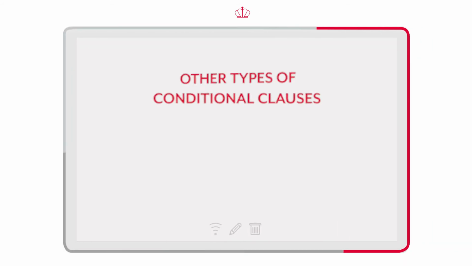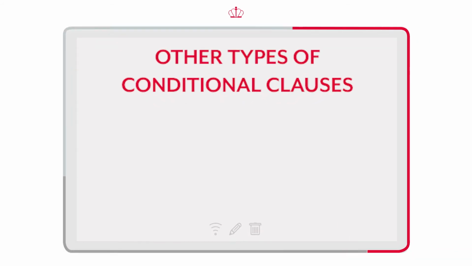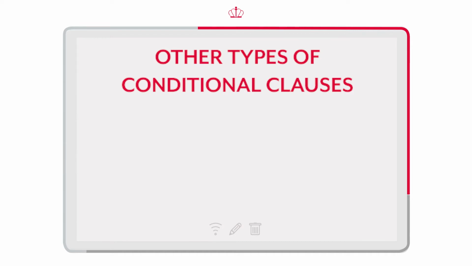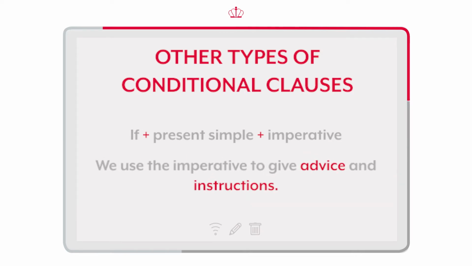Other types of conditional clauses. These 4 types of conditional clauses are traditional, although there are other types of conditional clauses. If plus present simple plus imperative. We use the imperatives to give advice and instructions.